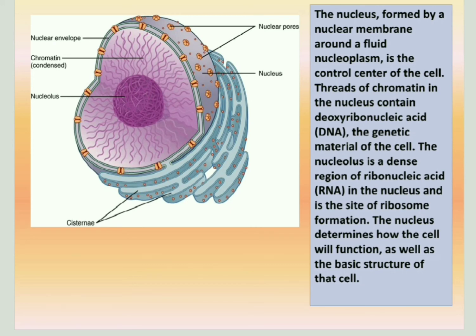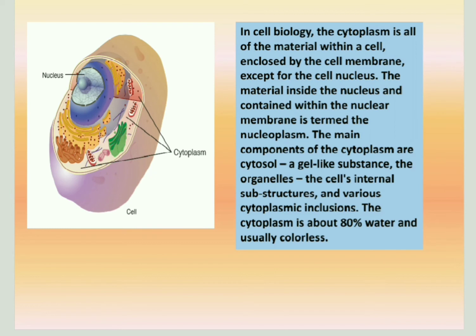So now here we can see the cytoplasm. What we have already understood about the cytoplasm is that it is the fluid of a cell. It is in between the cell membrane and the nucleus. All the organelles, all the structures, mitochondria, ribosomes, are embedded inside the cytoplasm. It is the material within a cell, the fluid of the cell, enclosed by the cell membrane, except for the cell nucleus.